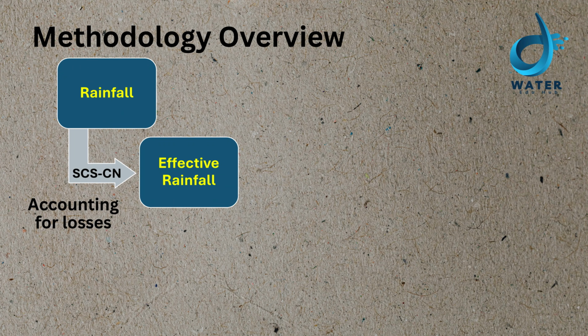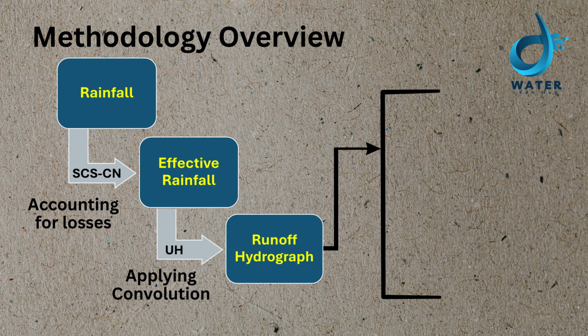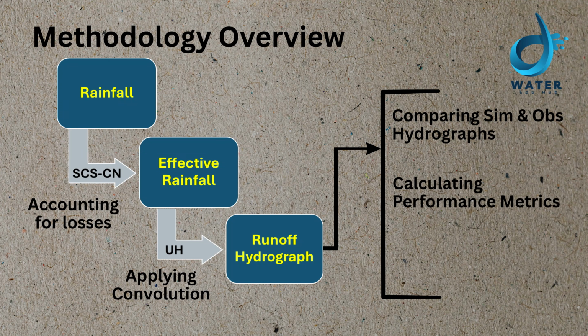Then, we transform the effective rainfall into a runoff hydrograph using the unit hydrograph approach, applying convolution principles. Finally, we compare simulated and observed hydrographs, evaluate model performance using key performance metrics, and adjust model parameters such as curve number and unit hydrograph characteristics to improve the fit. Now that we have covered the theoretical foundation, let's move into Excel and put everything into practice.